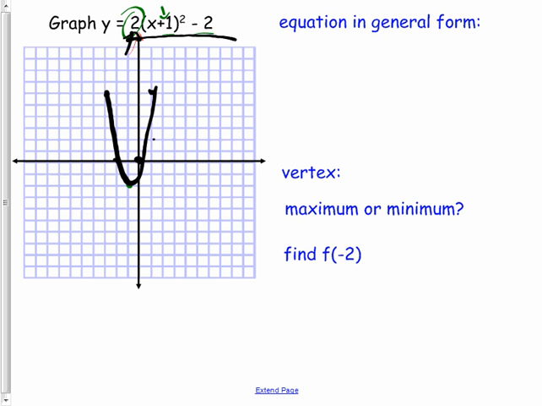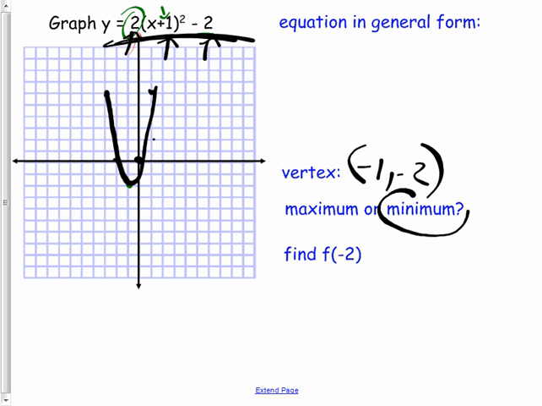In general form, I just have to multiply that out to get general form. Then the vertex, now that I got the picture drawn, it's really easy. The vertex is at, well, I could have seen it here, negative 1, negative 2. Is it a minimum or a maximum? Well, since it's a U shape, a normal shape, it's a minimum.